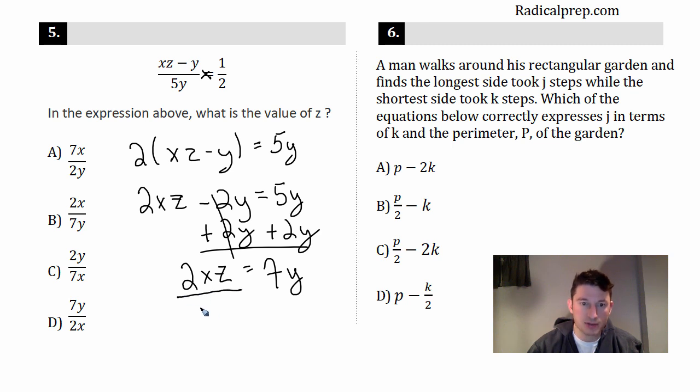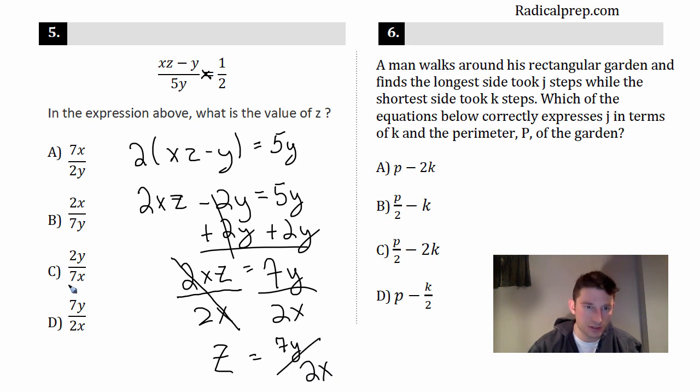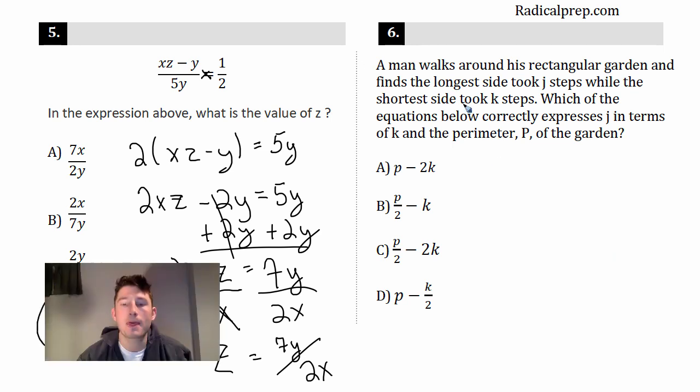So we'll just divide out the 2x, right? We want to get rid of 2x, so we get z equals 7y divided by 2x. That is 7y divided by 2x, choice D. You're done. Let's move on.